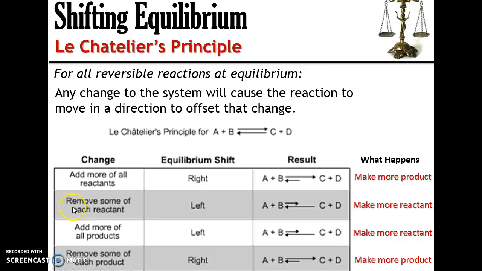Now let's say you do just the opposite of that. So you remove some of each reactant. In that case, your equilibrium is going to shift the other way, so more of your products will be converted back to reactants. If you add more products, that's going to shift your equilibrium to the left. So if we add more of C plus D, that's going to make more of A plus B. And then if we remove some of each product, so if we take away some of our products, that's going to cause more of our reactants to turn into products, and it's going to shift our equilibrium to the right.